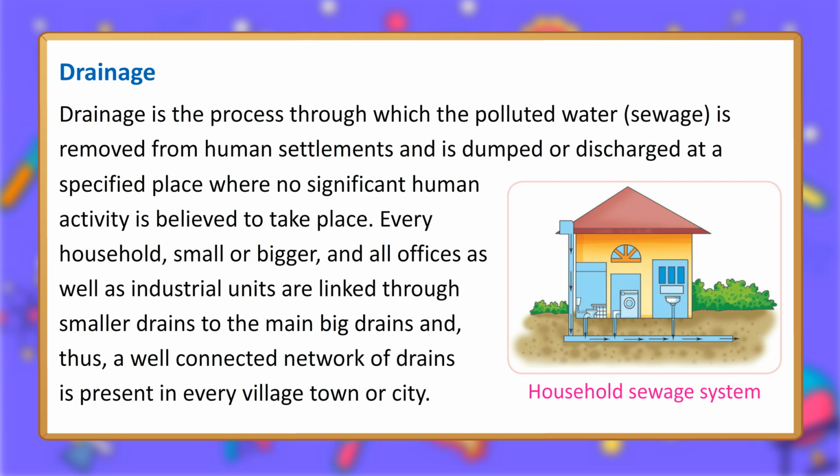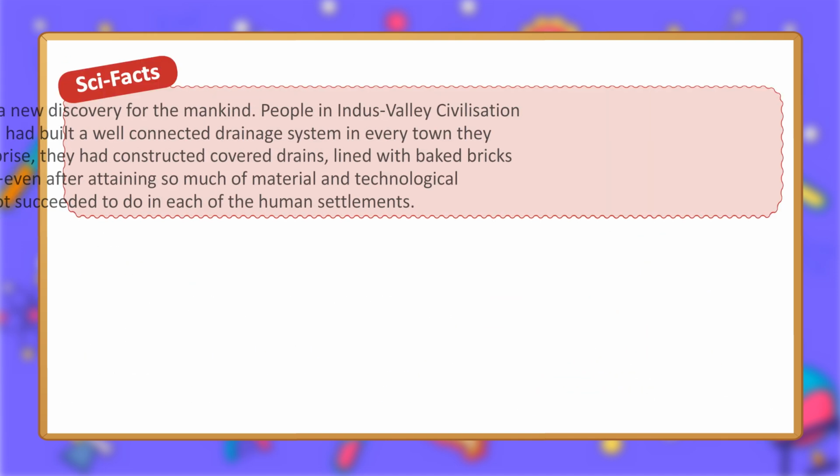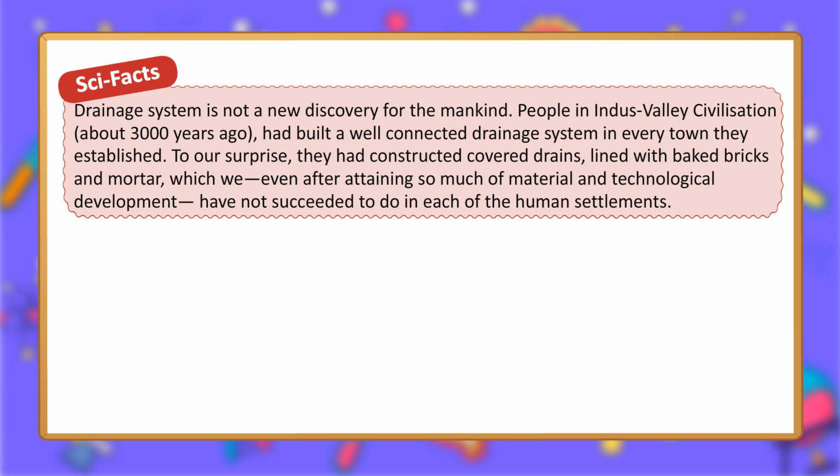Household sewage system. The drainage system is not a new discovery for mankind. People in the Indus Valley civilization, about 3,000 years ago, had built a well-connected drainage system in every town they established. To our surprise, they had constructed covered drains, lined with baked bricks and mortar, which we, even after attaining so much material and technological development, have not succeeded to do in each of the human settlements.